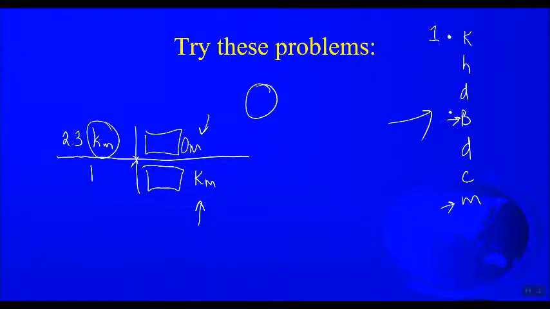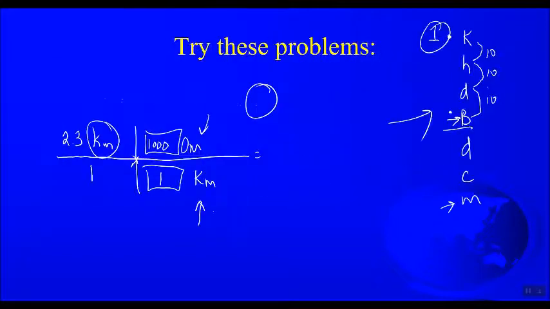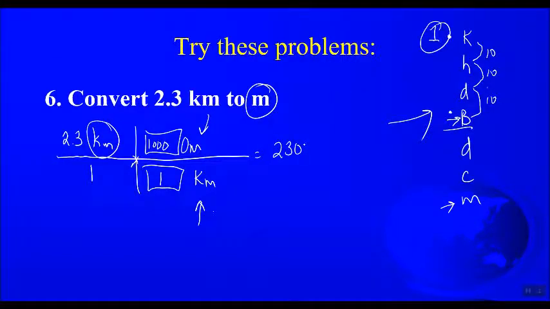And how do you determine that? Well, it's this simple. 10, 100, 1,000. So this would be 10 times 10 times 10, 1,000. So kilo gets the 1, meter gets 1,000. So on your calculator, multiply 2.3 by 1,000. Do that now. All right. That should give you 2,300 meters. Please circle the answer.